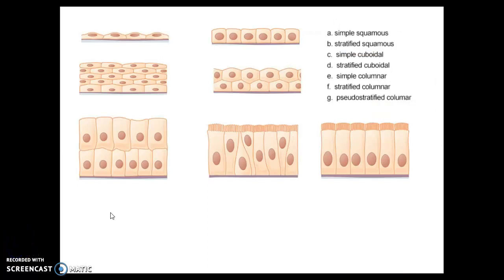For your exit ticket, I would like you to identify these pictures of different tissues going from top to bottom, from left to right. So top to bottom and left to right.